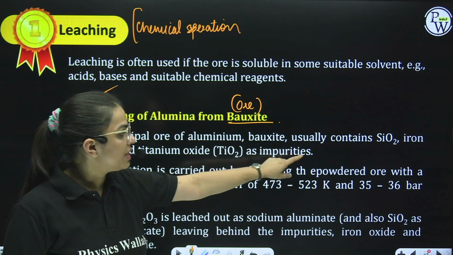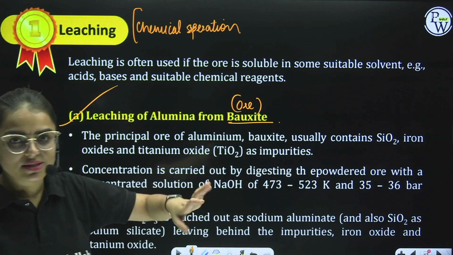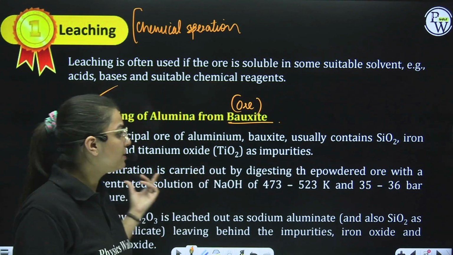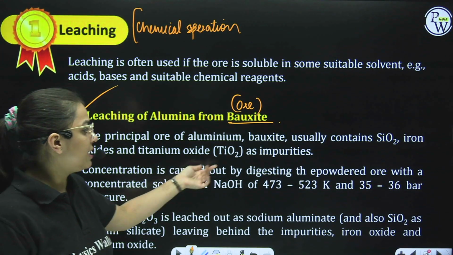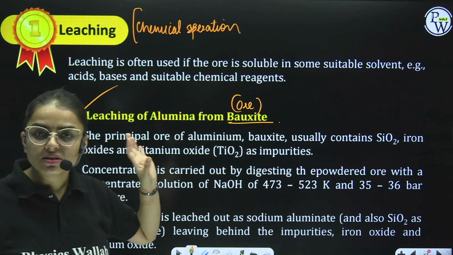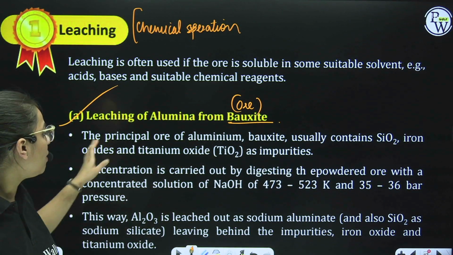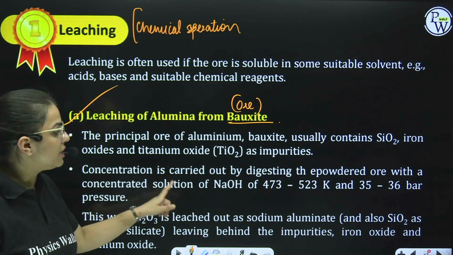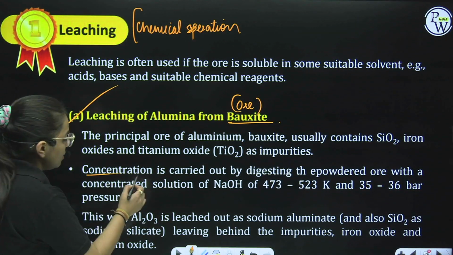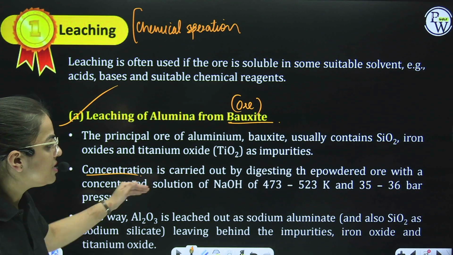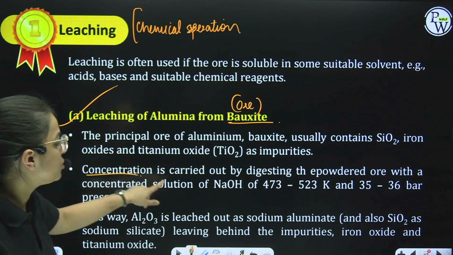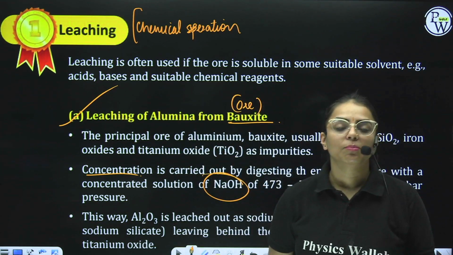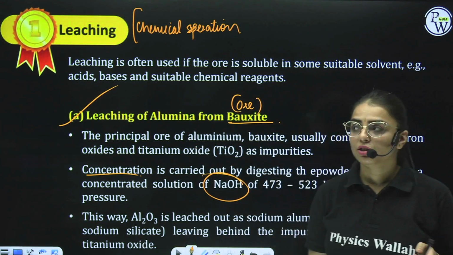The principal ore of aluminium, bauxite, usually contains SiO2. We have understood SiO2 is an impurity, when I was telling about slag and flux, right? Iron oxides and titanium oxide are also impurities. So it contains these three impurities: SiO2, TiO2, and iron oxide, FeO. Now concentration is carried out. What is concentration? The cleaning process. It is carried out by digesting the powdered ore with a concentrated solution of NaOH at a particular temperature.